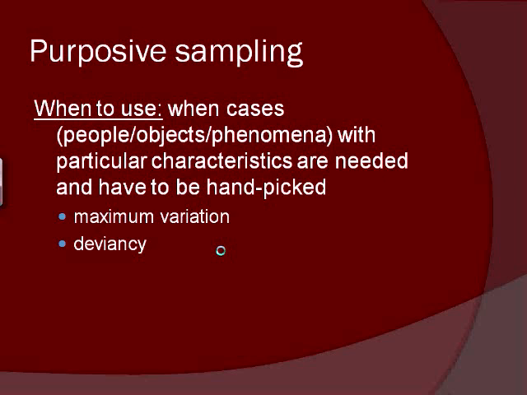Purposive sampling is used when we need cases with very specific characteristics and we hand pick those cases. For example, let's say that I would like to study the concept of motherhood. In other words, I want to understand what it means to be a mom. And I want to hear from different kinds of moms to get the most diverse set of experiences.